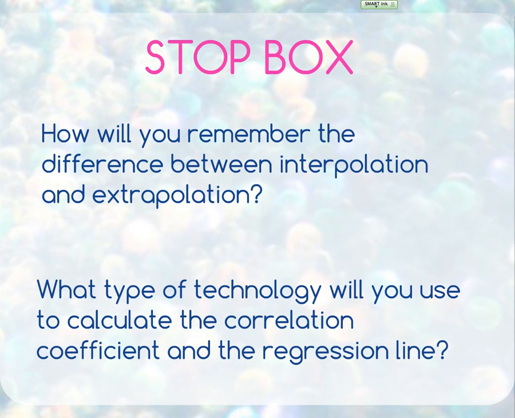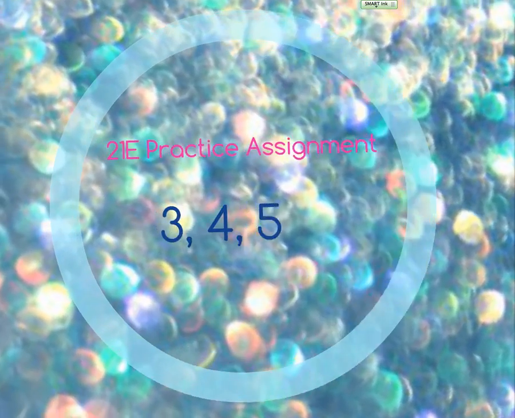This other question is, what type of technology will you use to calculate the correlation coefficient and the regression line? Because there's definitely some problems on your test where we want you to use technology, so you should know what you will be using. You should be able to practice with it. So make sure you practice with whatever type of technology you plan on using. That is it.